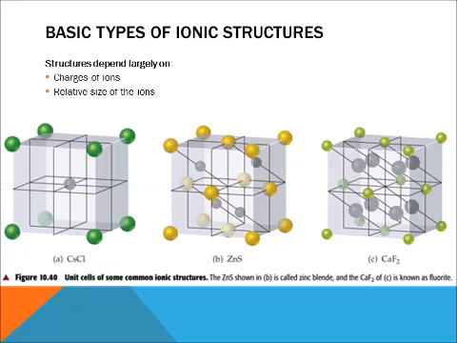Basic types of ionic structures. Structures depend largely on the charges of the ions and the relative size of the ions. An example of the different ionic structures can be found when we compare the structures of cesium chloride and sodium chloride. When attractions are set up between oppositely charged ions, energy is released. The more energy that is released, the more stable the system becomes.